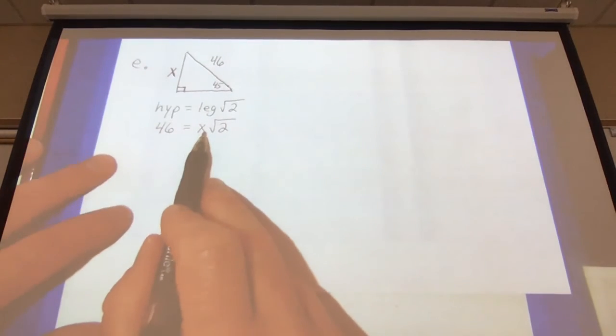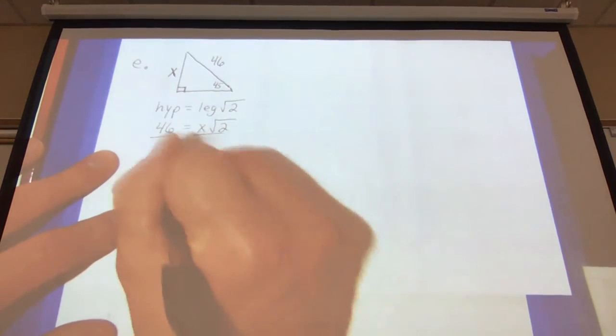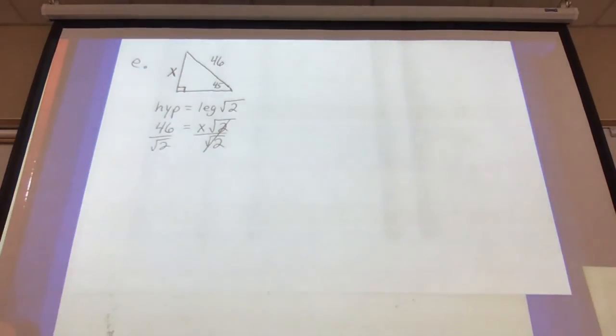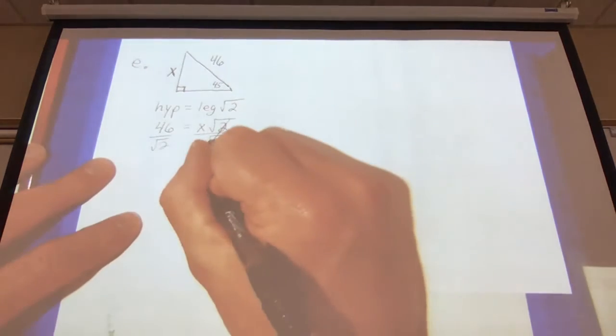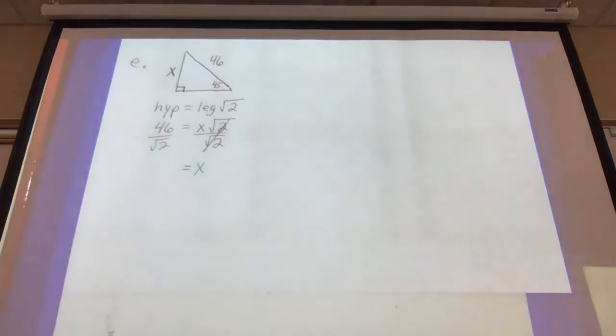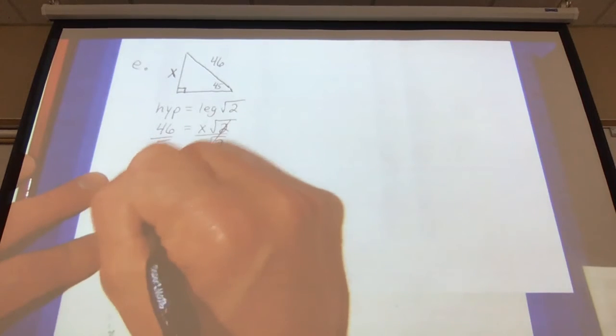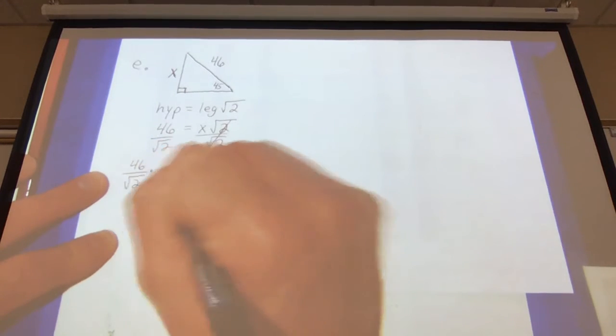We want to get the x all by itself. To do that, I'll divide both sides by the square root of 2. That gets rid of those square roots of 2 on the right. So you can do just an x. And then again, you've got a square root of 2 in the denominator. We don't want to leave it down there, so we're going to multiply by the square root of 2 over the square root of 2.